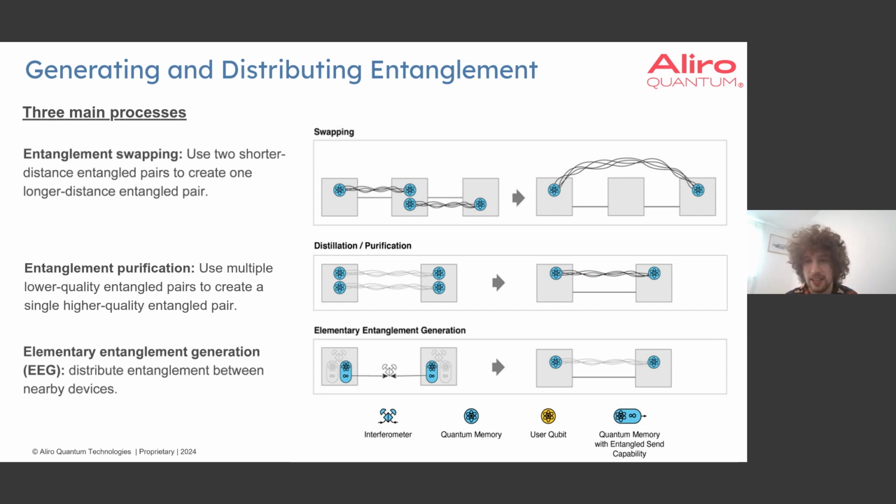Entanglement purification, sometimes known as entanglement distillation, which is used to ensure that the quality, or the fidelity, of the entanglement stays high enough throughout the entanglement distribution process so that we can use it for end-user applications. And entanglement swapping, which is used to extend the distance of the entanglement distributed by EEG. Using swapping and EEG together will allow us to distribute entanglement across far distances.